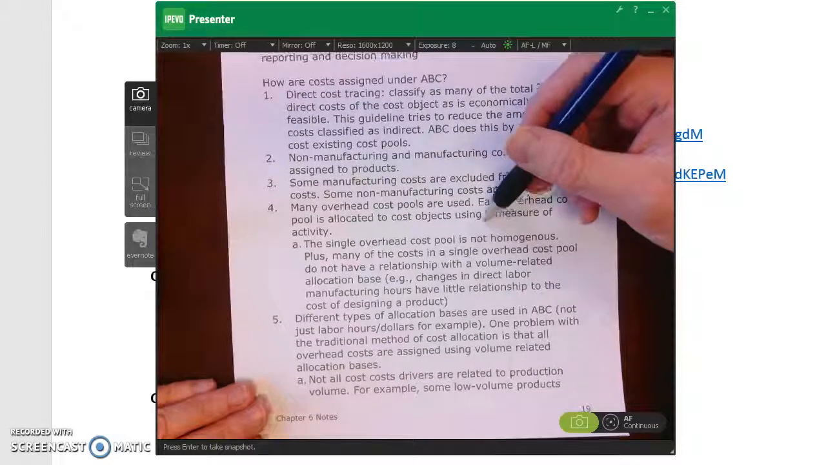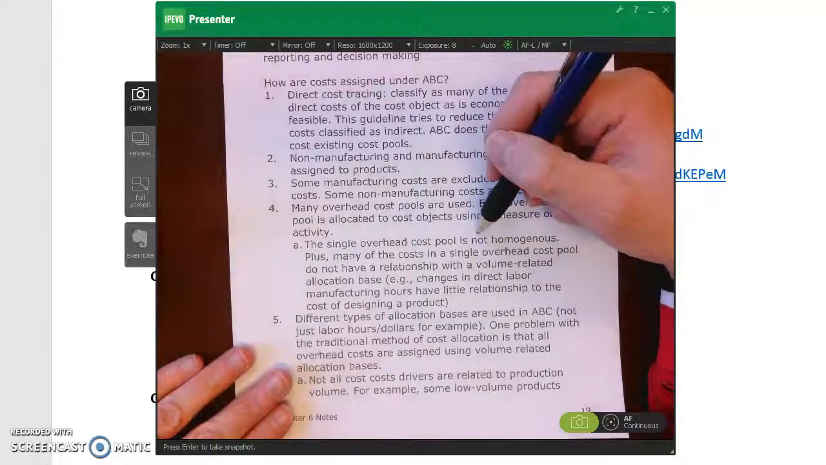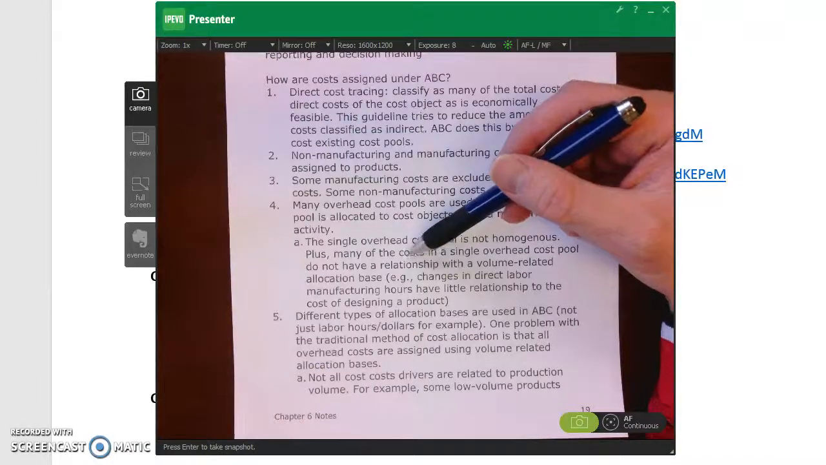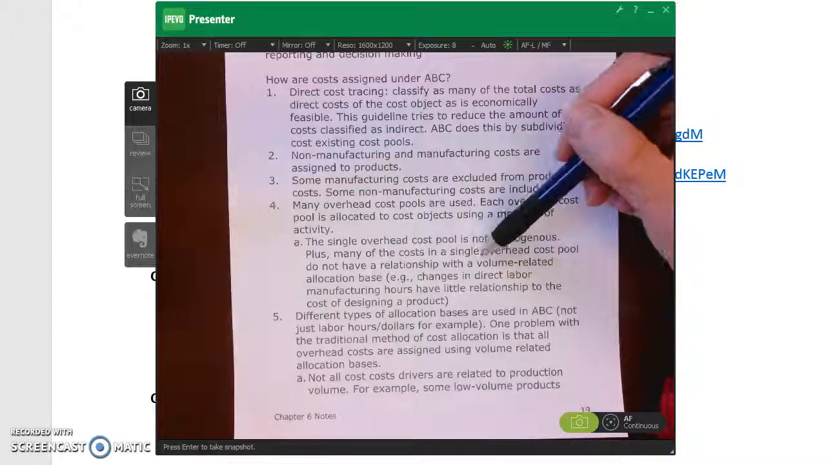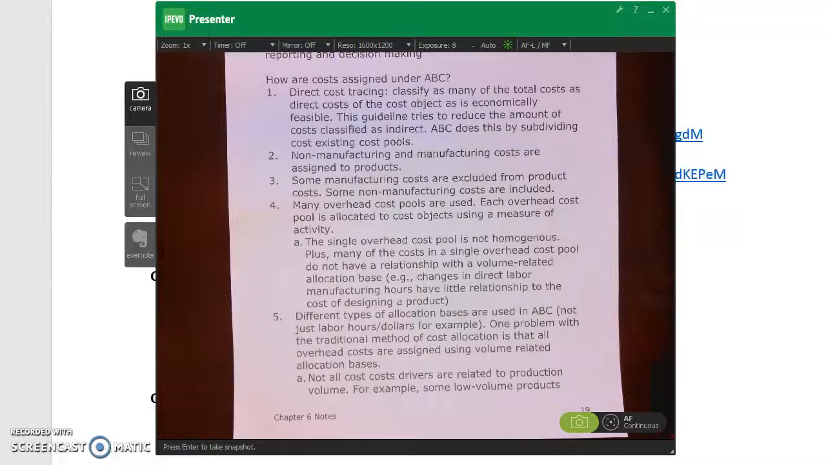Back in the traditional way of allocating overhead, if you think back to job order costing in Chapter 2, we calculate the overhead rate, then we multiply the overhead rate times the amount of allocation base actually used. That groups all overhead into one cost pool, and the problem is that those costs are not really homogeneous. It's also going to be difficult because many of the costs in the single overhead cost pool would not have a relationship to a volume-related allocation base.